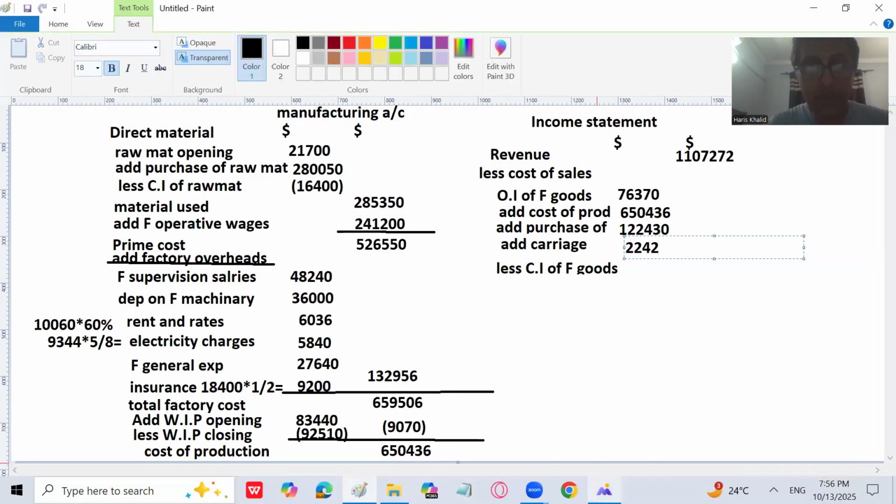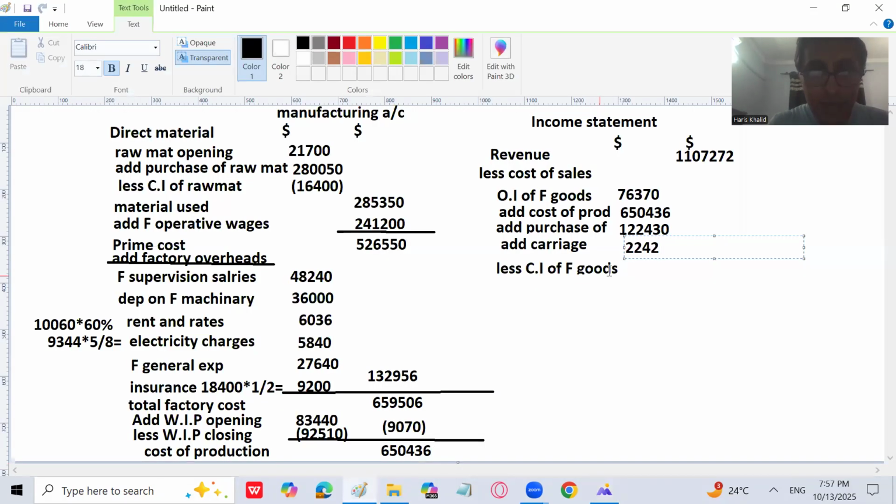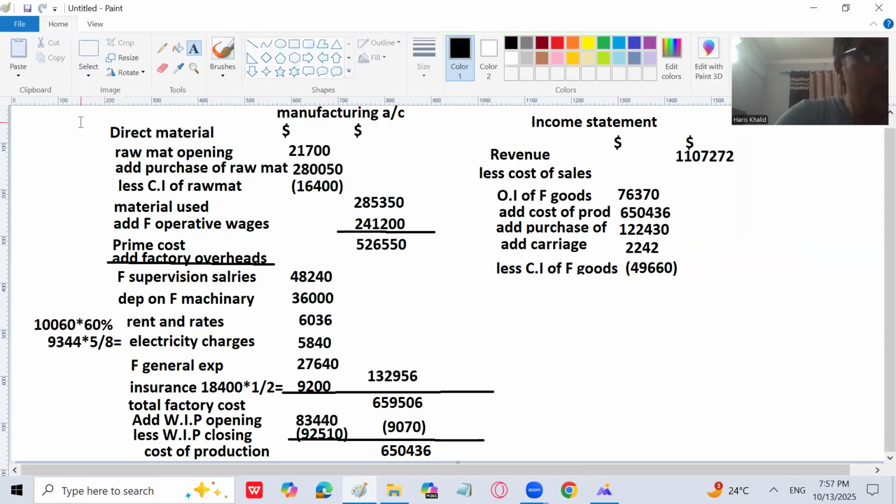Okay, now let's do closing inventory of finished goods. I will subtract. That is given here, 49,660. Let me write here, in bracket, 49,660. Okay, now let me calculate the answer and I will go with the gross profit after writing the answer.